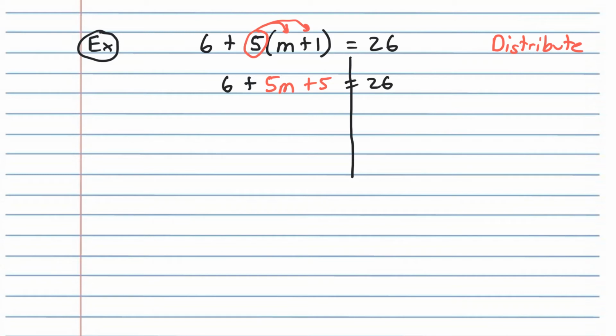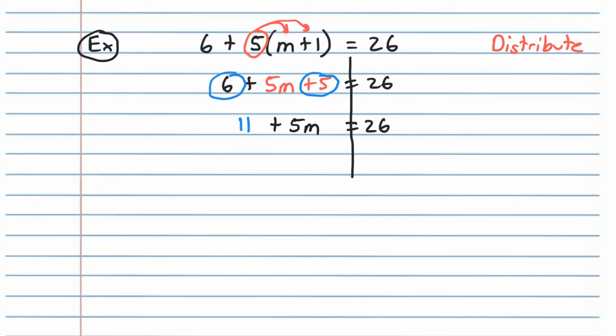Okay? All right, the next thing you should notice is that on the left-hand side, we have two sets of numbers, right? We have 5m, and we have a 5 and a 6. So what we can do before moving on is we can actually combine like terms to make things a bit easier for us. So as long as they're on the same side, like the positive 6 and the positive 5, we're just going to combine them as they are, right? So 5 plus 6 gives you 11. And then we're going to bring everything else down. So bring down that 5m and bring down that 26.